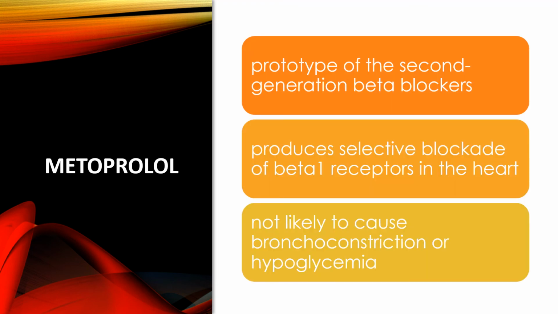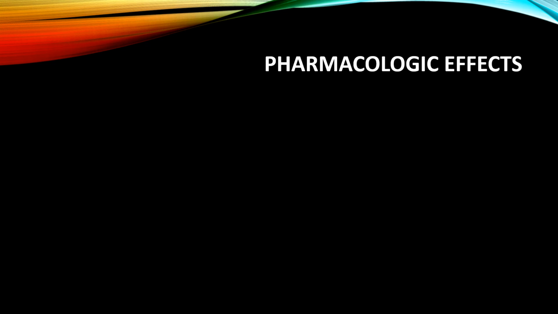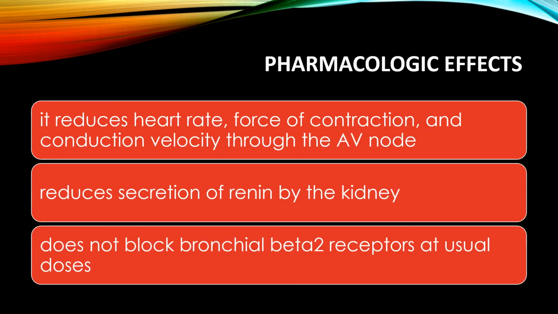Now, for metoprolol. Metoprolol is the prototype of the second generation beta blockers. It produces selective blockade of beta 1 receptors in the heart, so it is not likely to cause bronchoconstriction or hypoglycemia. For the pharmacologic effects of metoprolol, it reduces the heart rate, the force of contraction, and the conduction velocity through the AV node. It also reduces secretion of renin by the kidney, and it does not block the bronchial beta 2 receptors at usual doses.